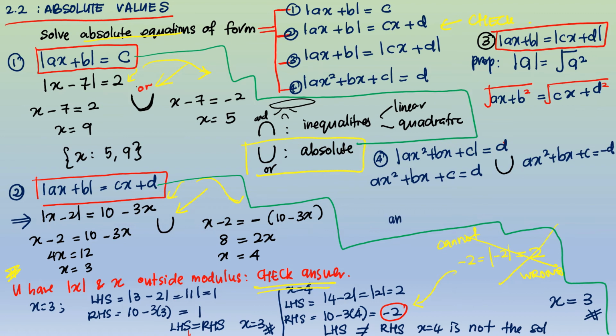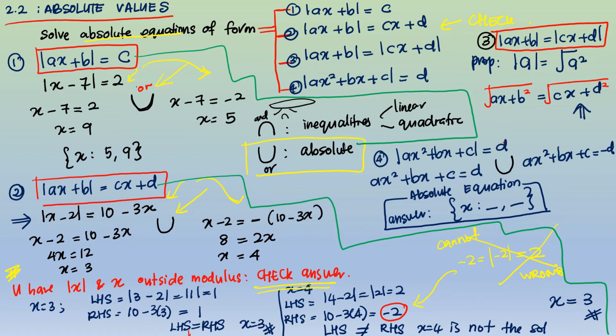Our final answer, you can write it in the form of a solution set because we don't have an interval. You can't use interval form because it is an absolute equation. When it is an absolute equation, it plays with the value. So I think later I will put some example for form number 3. Okay, so we stop here for the time being.